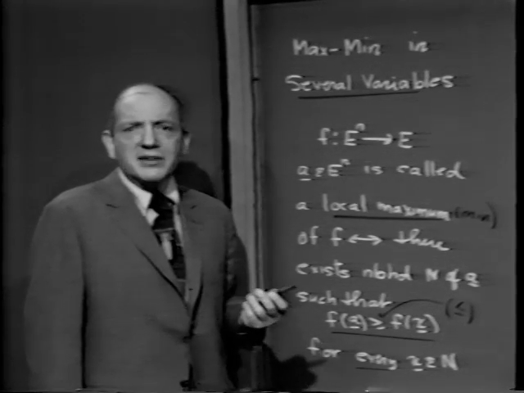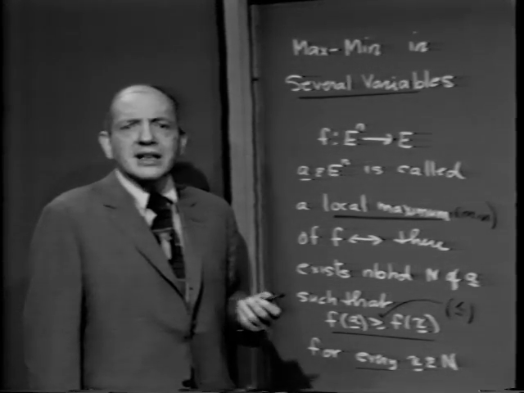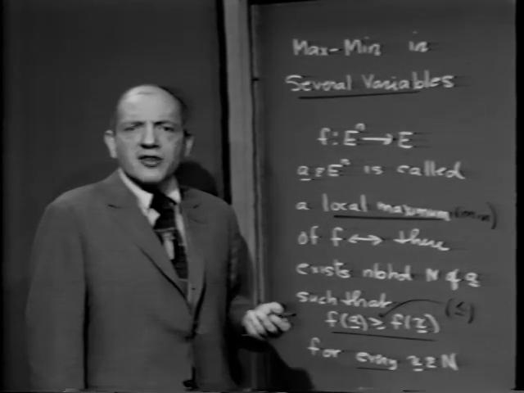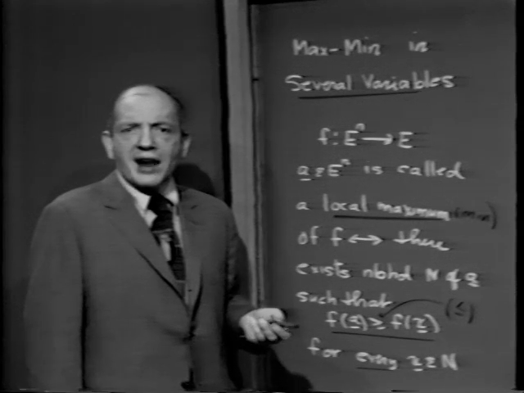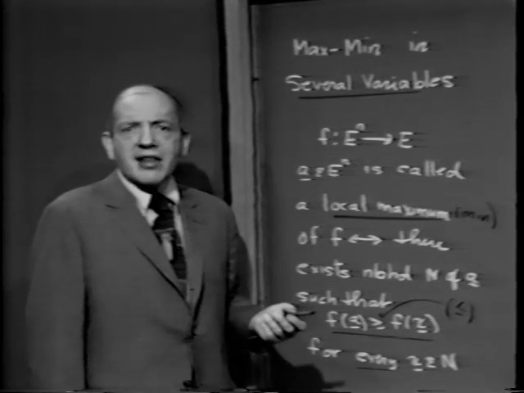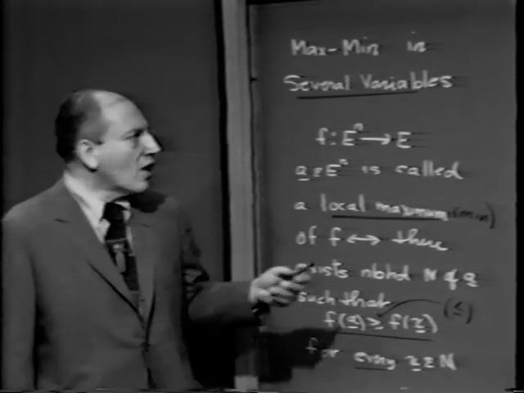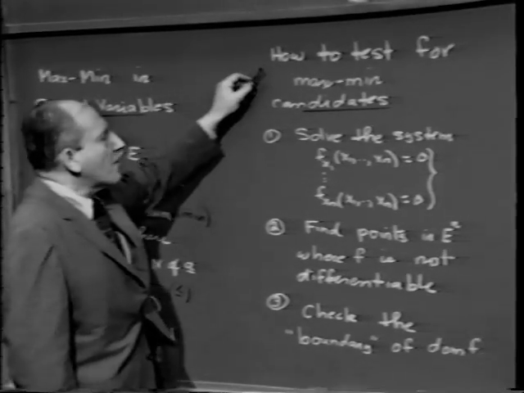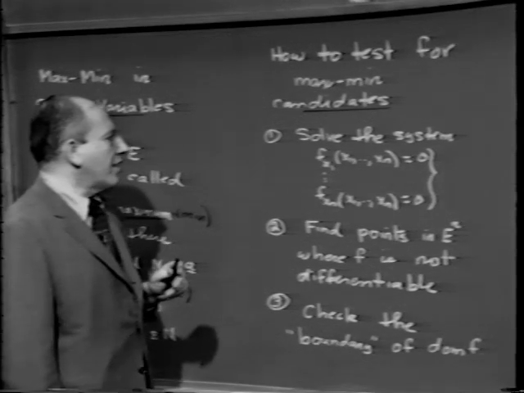Consequently, except for the fact that in several variables it's much more difficult to describe domains because of all the degrees of freedom that you have, one would expect that the same particular tests would occur for functions of several variables when we're looking for high-low points or max-min points, as in the case of one independent variable. So let's just very quickly summarize this. How do we test for candidates for max-min points?